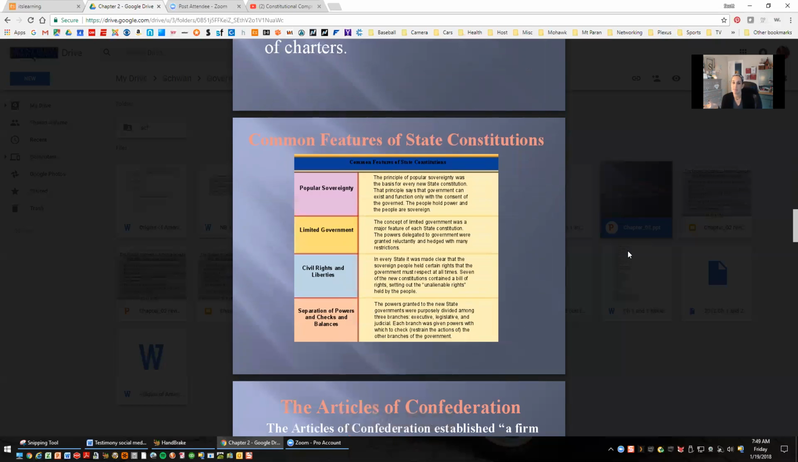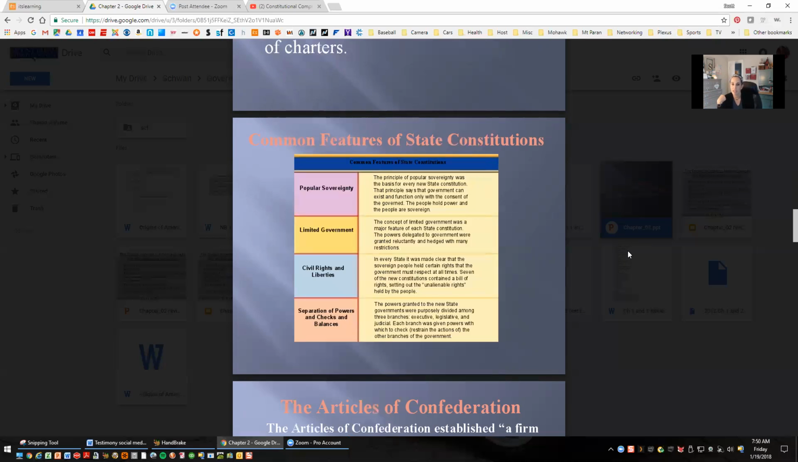Popular sovereignty. Popular sovereignty, again, is the principle that government can exist with the consent of the governed. And then the idea of limited government, that the government didn't have all exclusive power over the people. Remember, they got rid of King George. They were not interested in going back there.